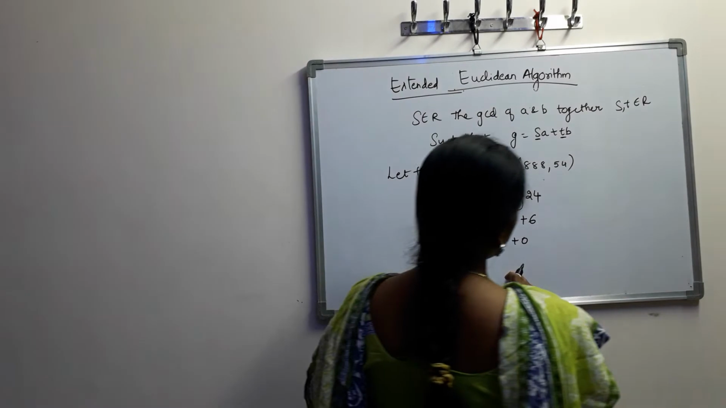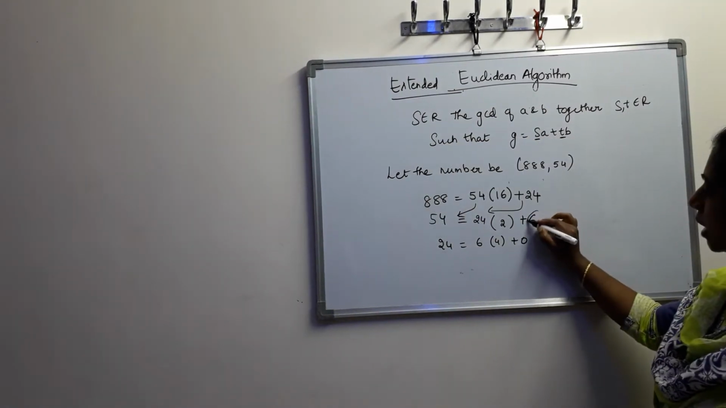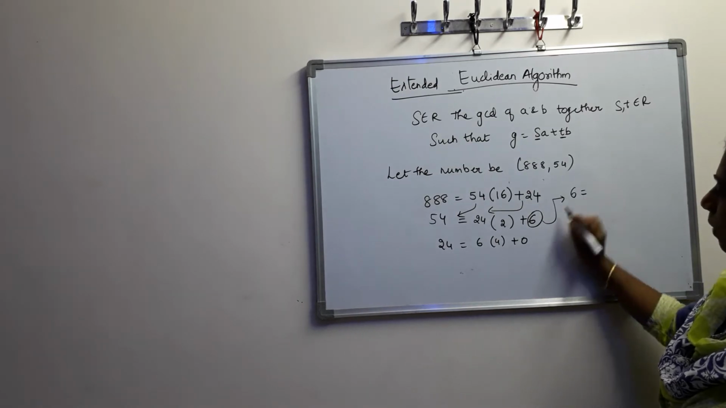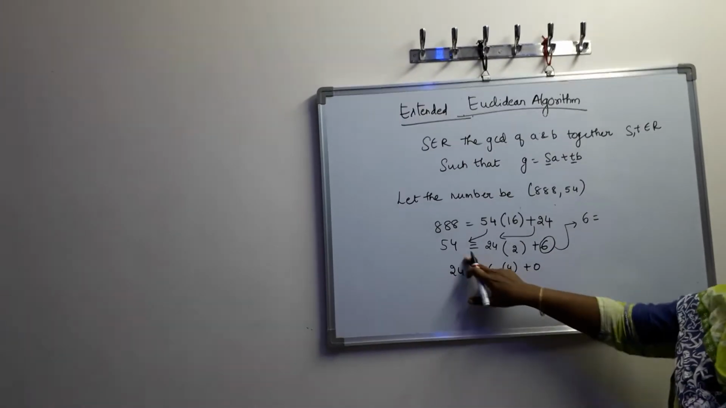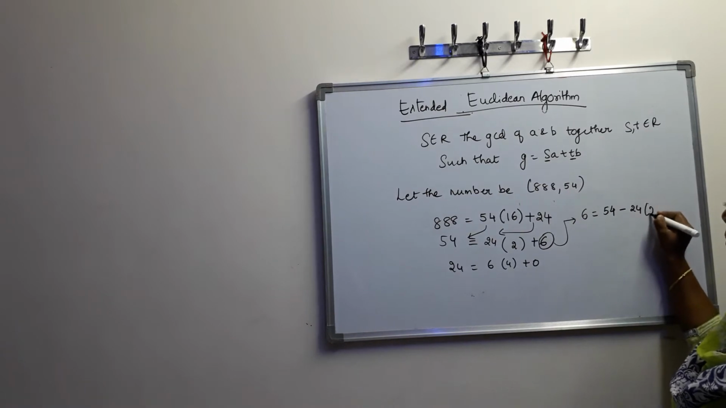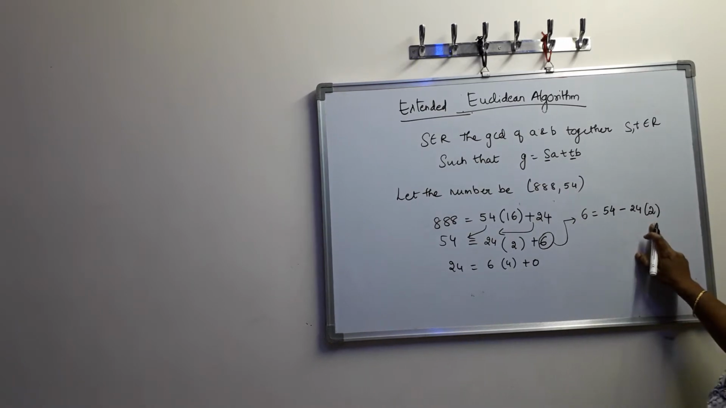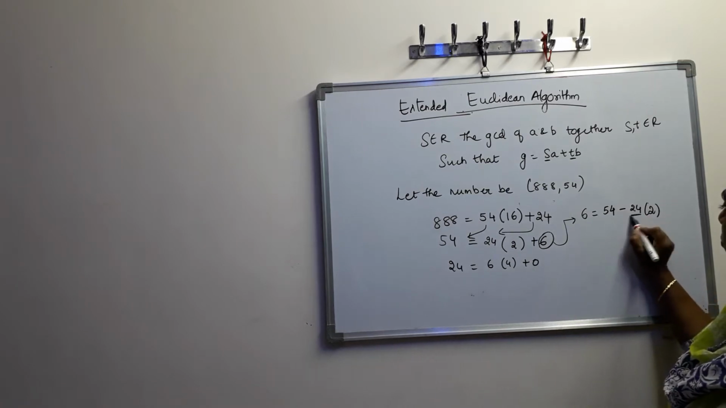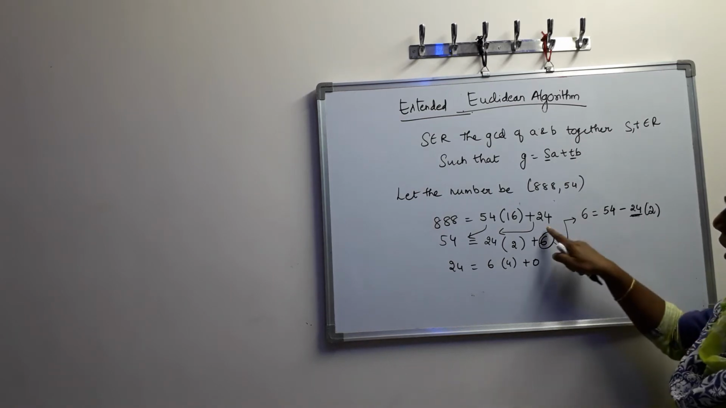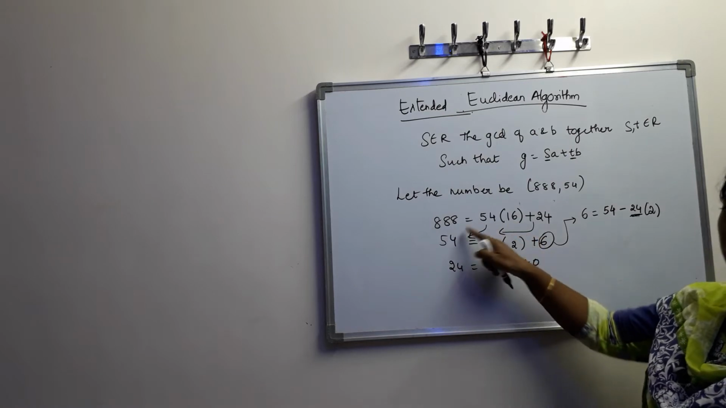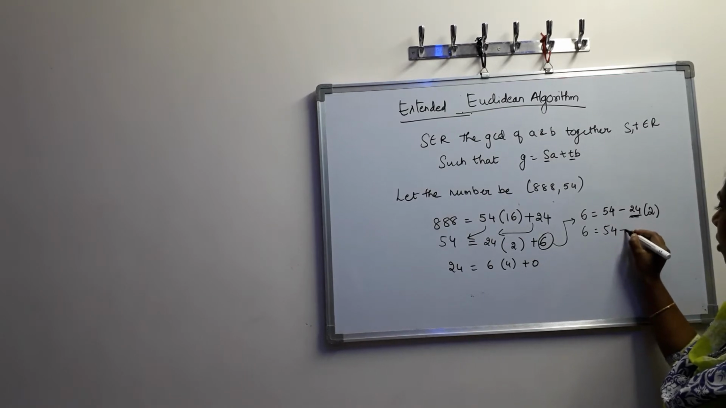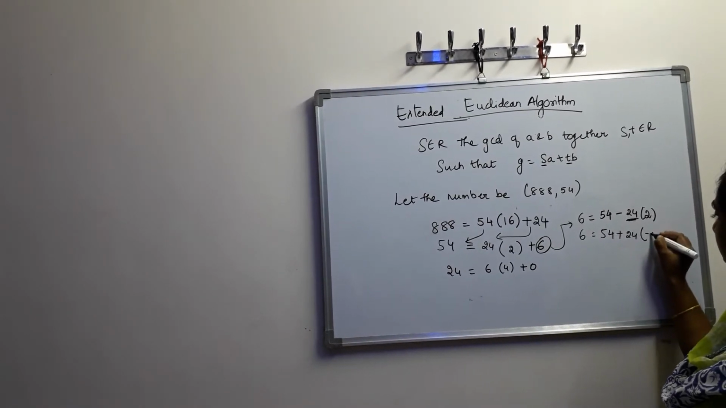So in the extended Euclidean algorithm, you are going to take the GCD value. So you can write 6 is equal to, from this equation, how can you write the values? That is 54 minus 24 into 2. Now this 24 you can write from here. So before going to substitute, write down the values: 54 plus 24 into minus 2.